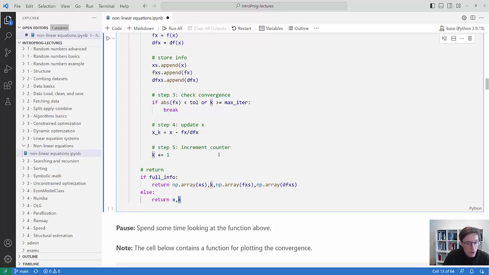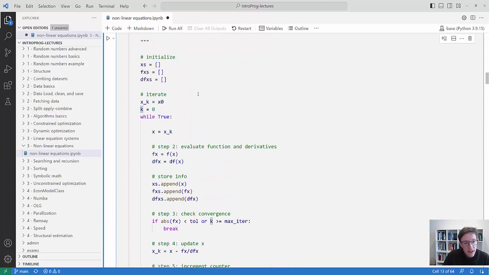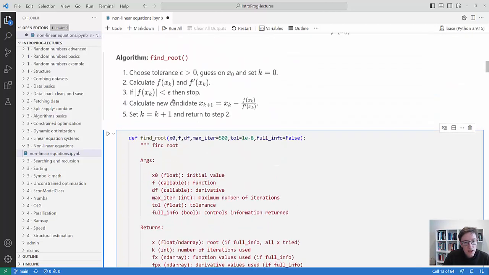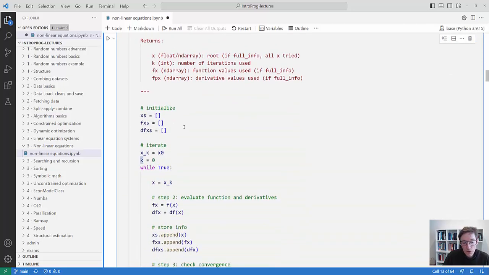So this is a good time to pause the video and be sure that you understand what's going on in this function and how it relates to this algorithm. Okay, I hope you have done that.